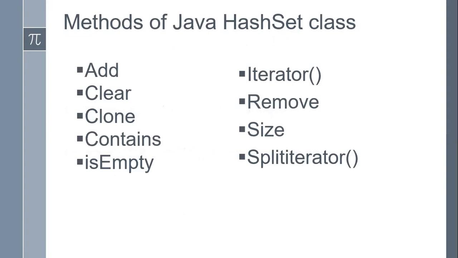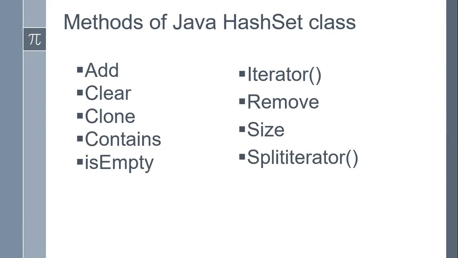Now we will understand a few of the methods which we use in HashSet. The methods are add. The add method is used to add the specified element to this set if it is not already present. The next method is clear. This method is used to remove all of the elements from the set. And the clone method is used to return a shallow copy of this HashSet instance.